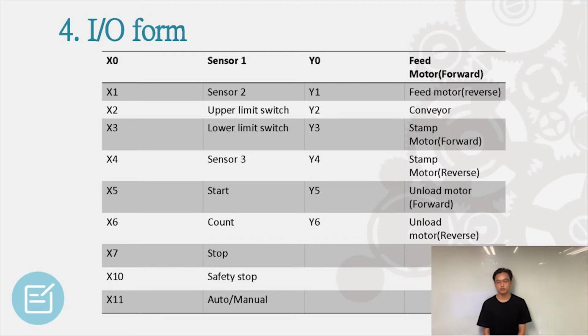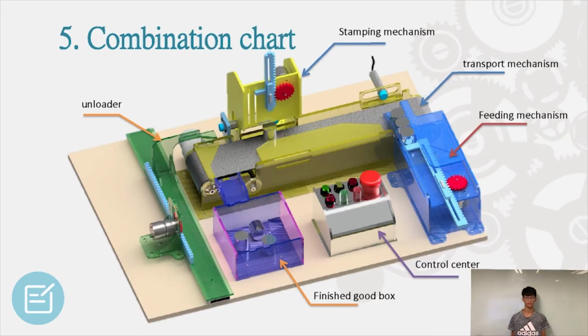And outputs Y0 and Y1 are for the feed motor. Y2 is for the conveyor. Y3 and Y4 are for the stamp motor. Y5 and Y6 are for the unload motor. Combination chart: stamping mechanism, transport mechanism, feeding mechanism, counter center, finished goods box, unloader.